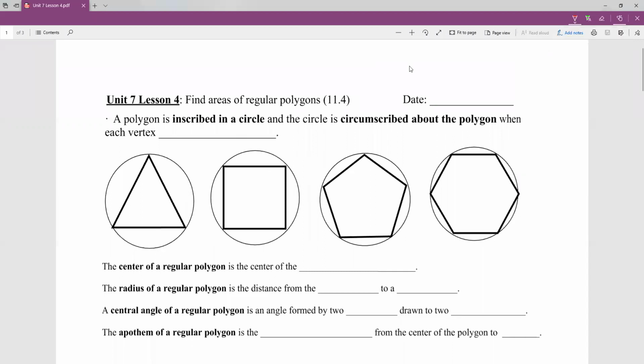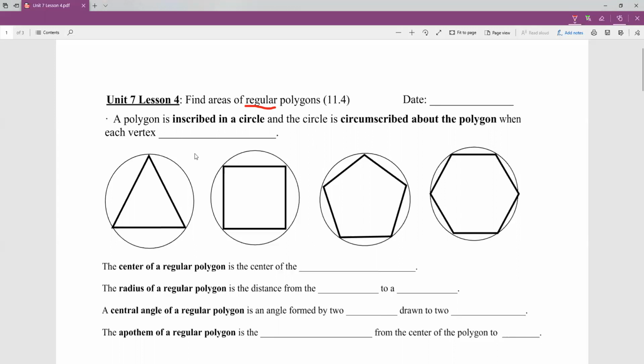Regular polygons, as we've mentioned many times this year, are polygons that have all congruent sides and all congruent angles. The stuff we're going to be talking about today only applies to regular polygons. If it's not a regular polygon, you cannot use the following formulas we're about to talk about.